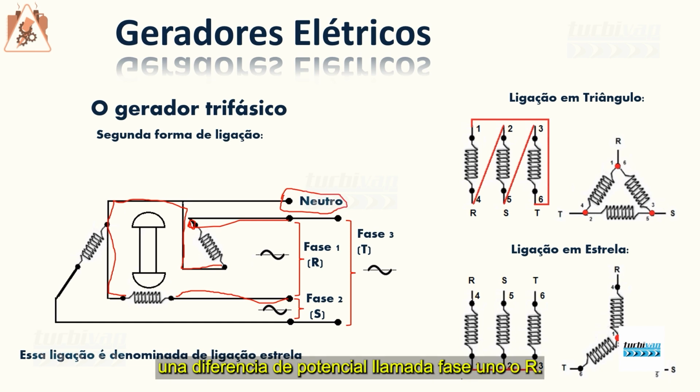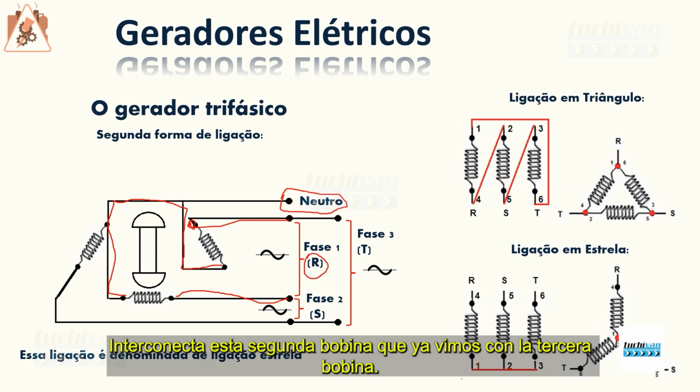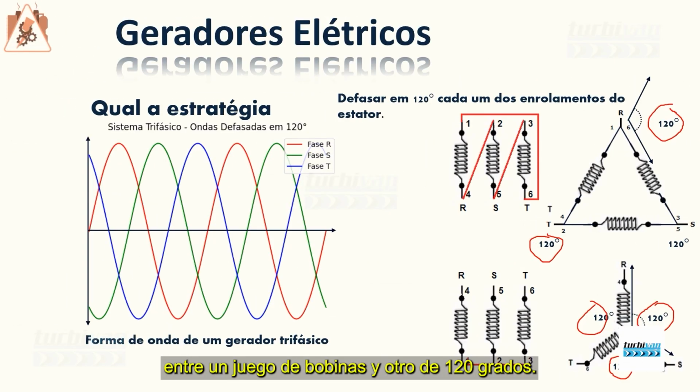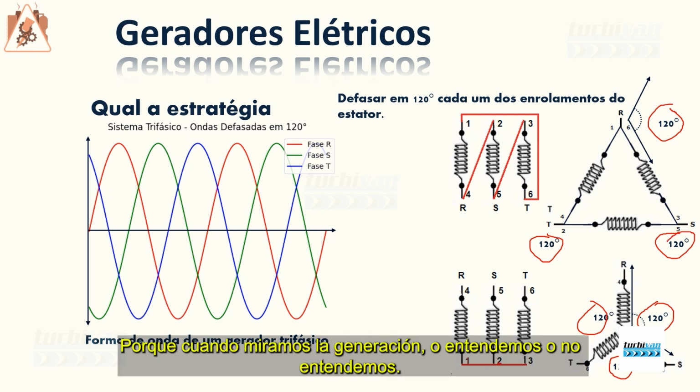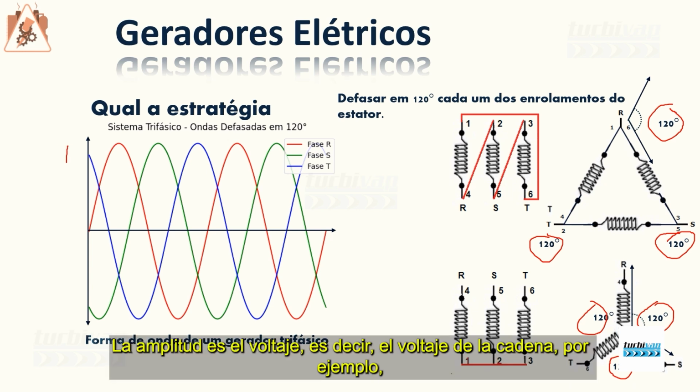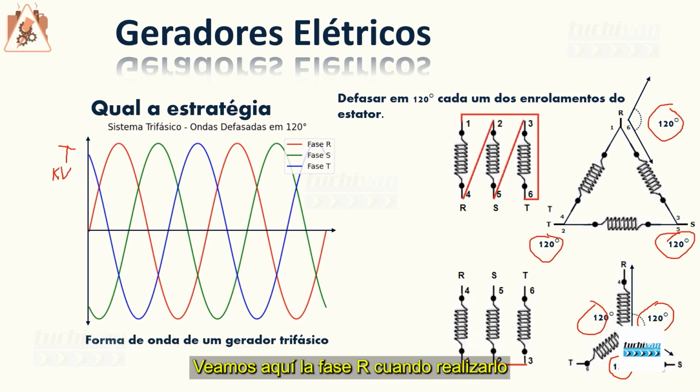The other 2 coils have an angle between one set of coils and another of 120 degrees. And this is very important, because when we look at the generation, we either understand or we don't. Let's imagine that this graph here, the amplitude is the voltage, for example, in kilovolts. Let's look here at the R phase. When it begins its generation, the T phase is already at the end of a decrease from the peak, and it is reaching its minimum value, the minimum possible tension.